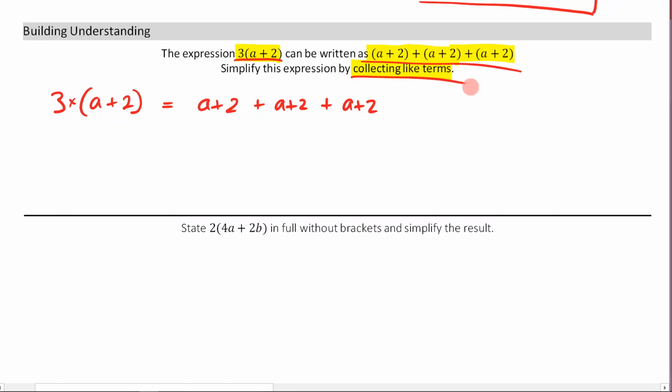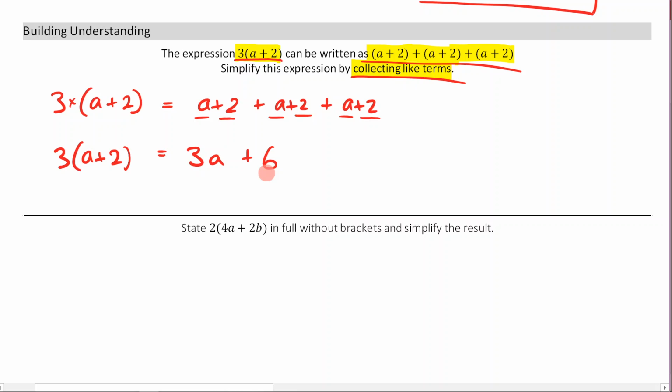Now, if we collect like terms, so that means a plus a plus a. Well, that's 3a. And then we collect all the constants, 2 plus 2 plus 2. Well, that's 6. So what we have just done is we have shown that 3(a plus 2) is equal to 3a plus 6. That's what we've just shown.